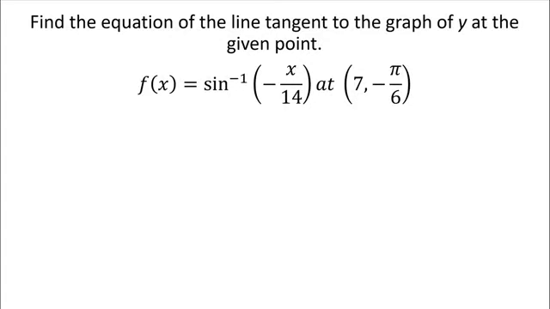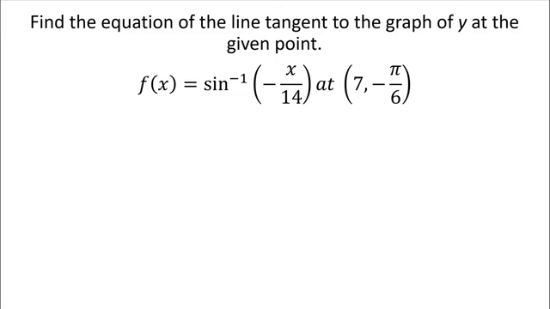Here we need to find the equation of the line tangent to the graph of y at the given point. Our function is y equals sine inverse of negative x over 14, and we need to find the equation of the line tangent to that graph at the point (7, negative pi over 6).